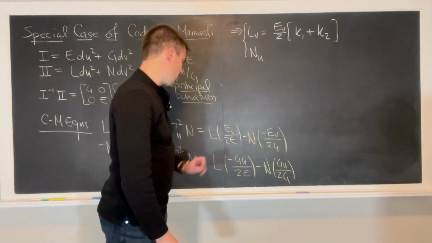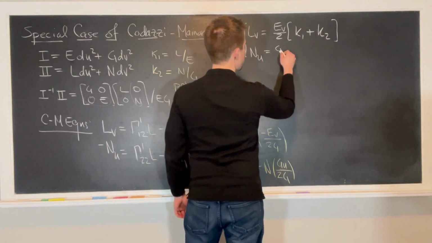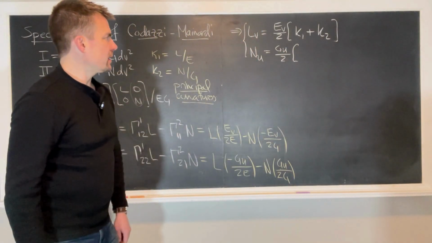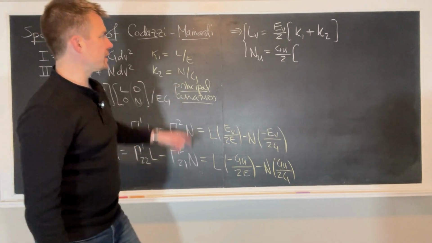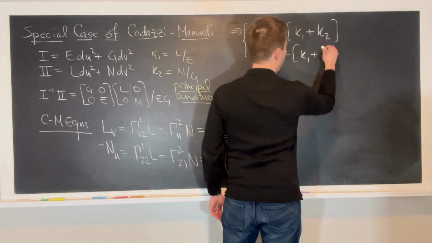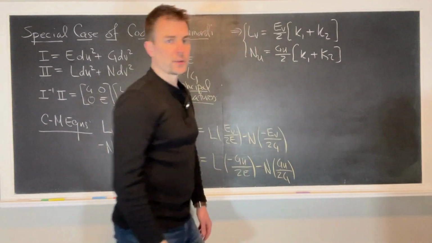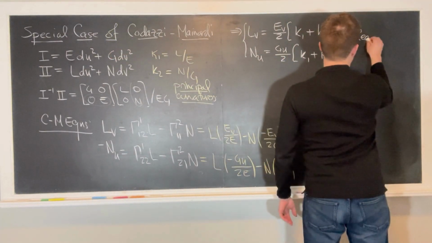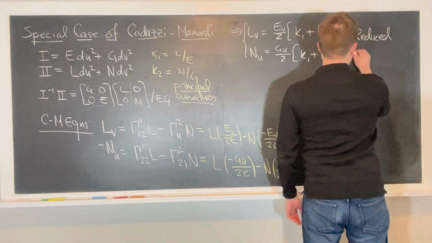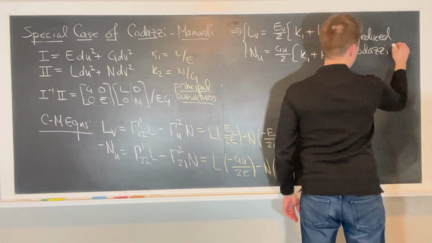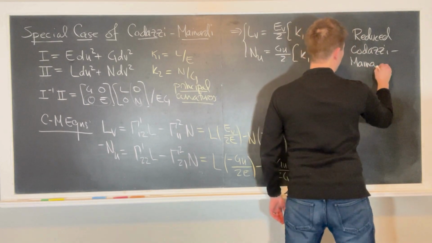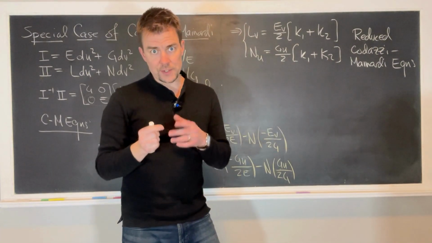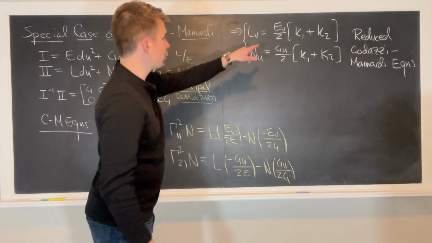I'm going to pull out a gu over 2. And then I'll be left with what? L over E. L over E is kappa 1. And then plus kappa 2, right? So these are called the reduced Codazzi-Mainardi equations. Excellent.